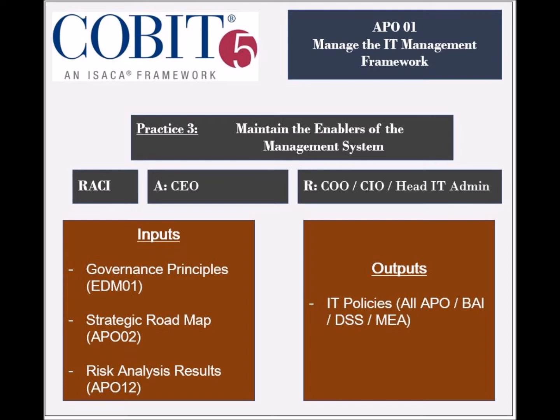From a RACI charts perspective, the entities that are responsible for this practice are the Chief Operating Officer and the Chief Information Officer. The entity that is accountable is the Chief Executive Officer. This process receives inputs that include the governance guiding principles from the EDM1 process, the strategic roadmap from the APO2 process, and the risk issues and analysis results from the APO12 process. The process generates 1 output, which is the IT policies, to be used by all the management processes.